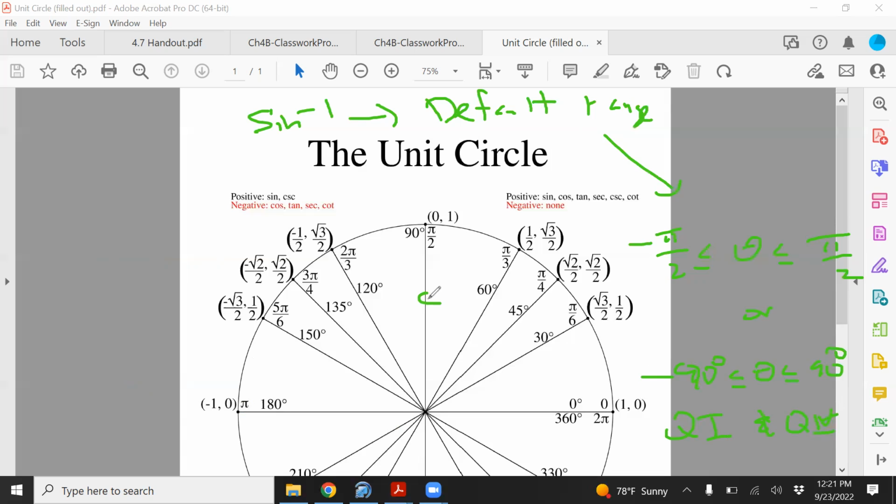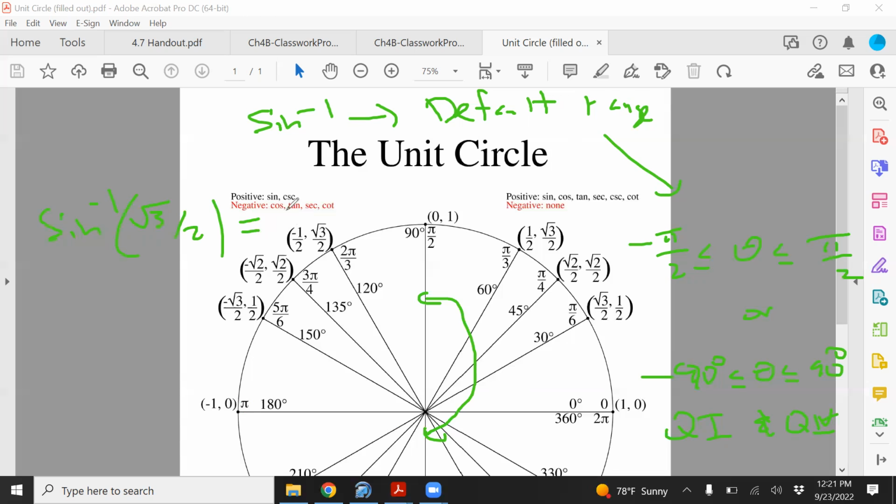So the right half of the unit circle is going to be the default range. Let's say I ask you to find the inverse sine of 60 degrees. Sorry, that made no sense. I meant to say inverse sine of root 3 over 2. Because the input's not the angle. The output's the angle. My bad.